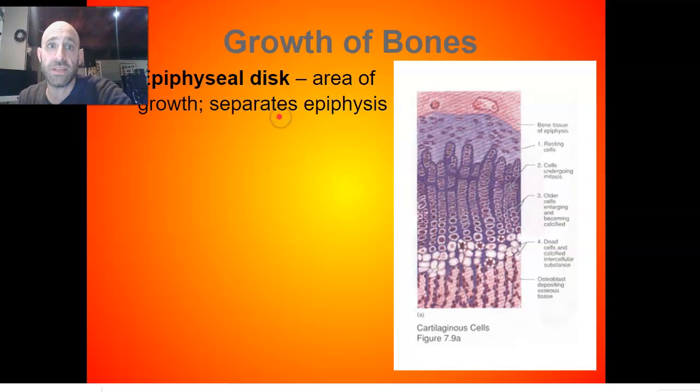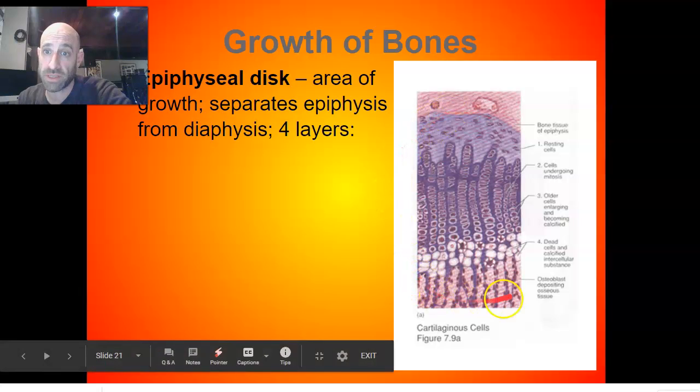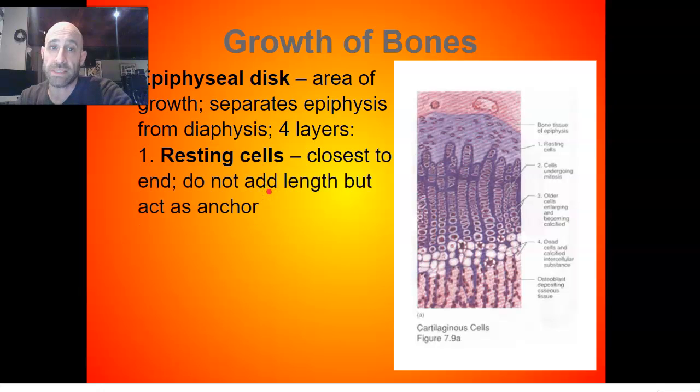So what is this whole thing all about? Well, the epiphyseal disc is the area of growth which separates the epiphysis from the diaphysis, and there are 4 distinct layers. Again, just to make sure we understand, this line of purple is the border between the diaphysis, which would be here, and up here would be the epiphysis. So this is the growth plate right here. This is the epiphyseal disc. And there are 4 layers.